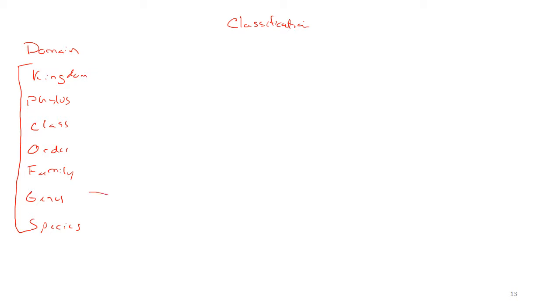He also came up with naming organisms using these last two words that we refer to as binomial nomenclature. And binomial nomenclature is what we see as our names, right? So Homo sapiens, Canis lupus. Generally speaking, you capitalize the genus name, you lowercase the species name.